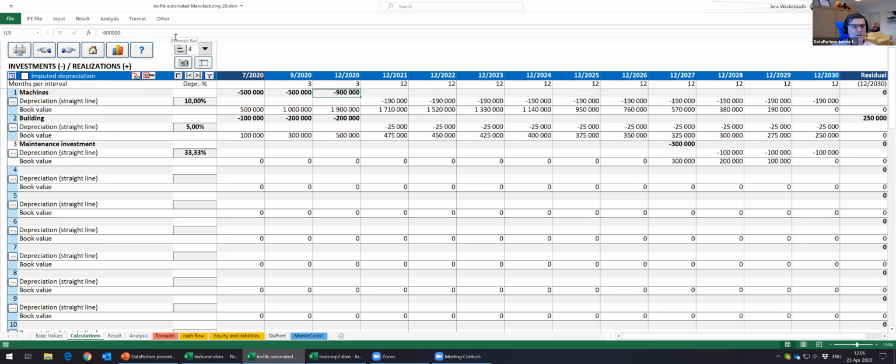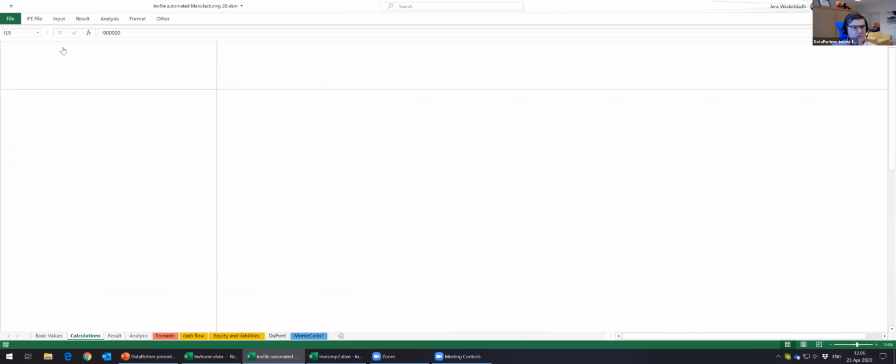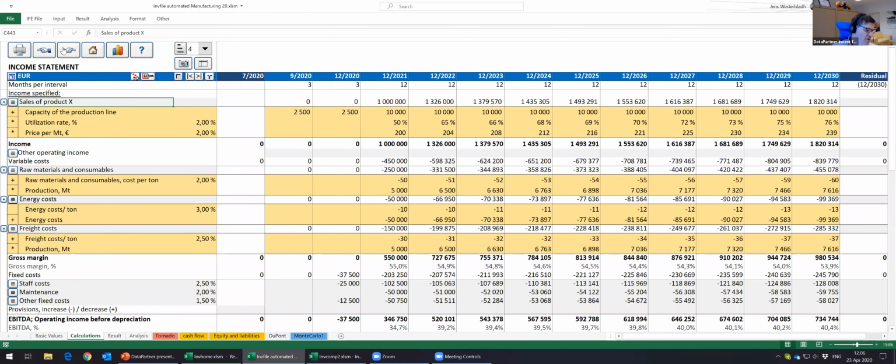What are the other changes in this calculation? Let's go forward. What do we gain by making the automation? Yes, the gain is that we save half of personnel costs overall. Okay, personnel costs, staff costs are here on this row.